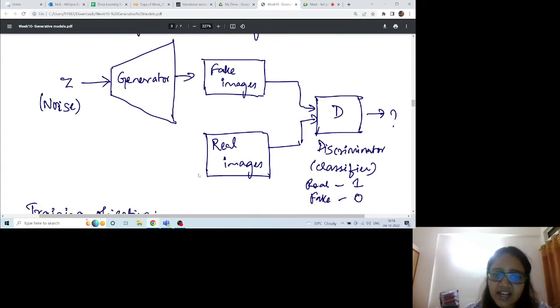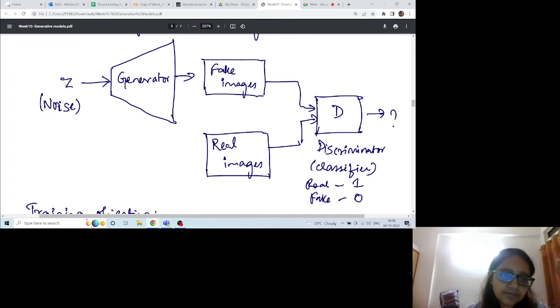So a GAN has what? There's a generator. Remember it as the thief who is trying to create fake currencies and make them very, very realistic. And there's the police, the cop who is trying to catch that thief. And to catch that thief, the cop has to know what is real and what is fake.